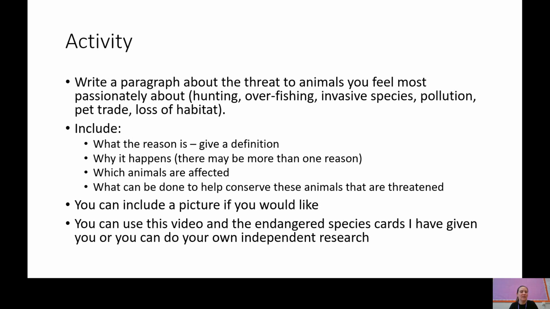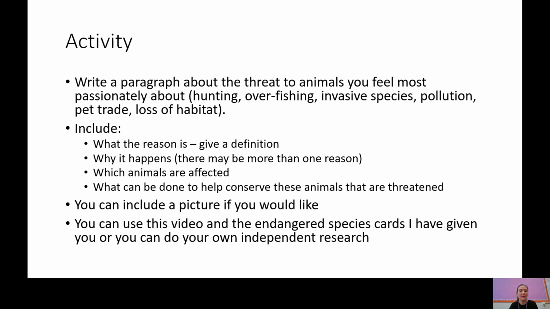And the final thing I'd like you to include in your paragraph is what can be done to help conserve these animals that are threatened. And you can include a picture if you would like. So to help you, you can use this video, as I've done quite a lot of talking about these 6 threats. Obviously, you can do your own independent research. And on your worksheet, I've got some little endangered species cards, which explains which species are affected by which threat.